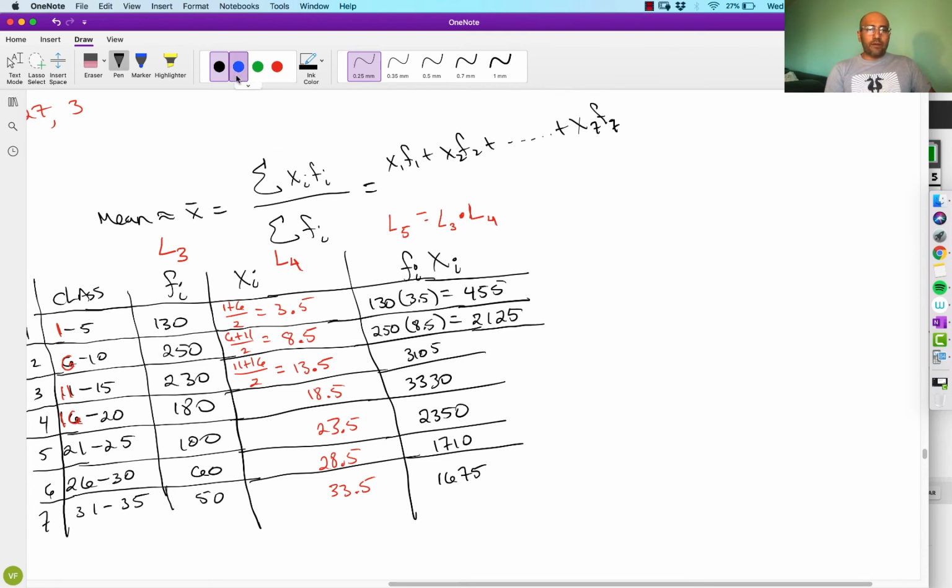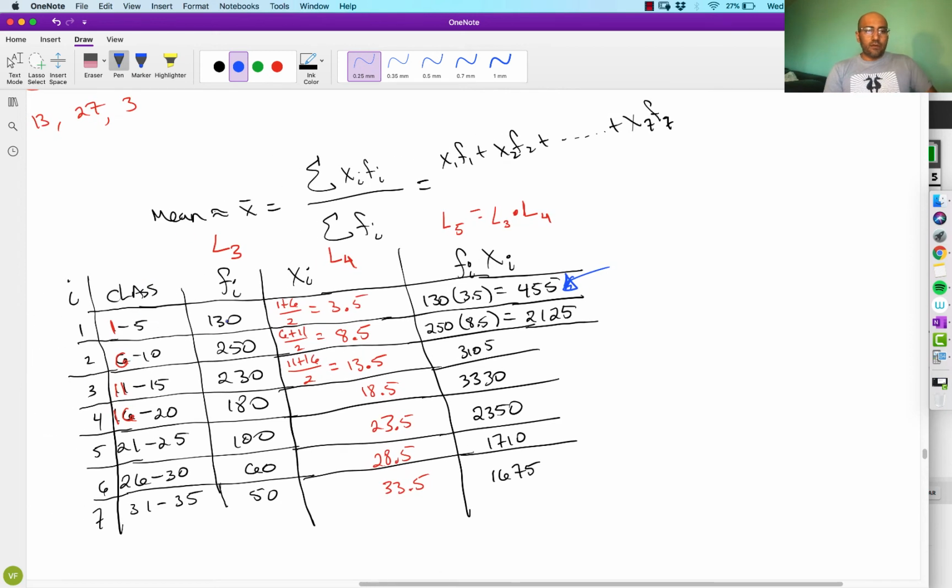This product right here is the product of each one of these. This one was f1, right, because it's the first one in here. This is f1, and this is x1. So this is x1 f1. And this one is x2 f2, and so on and so forth. This last one over here is x7 f7. So my point is we need to add them together. We need to figure out the sum of all of these.